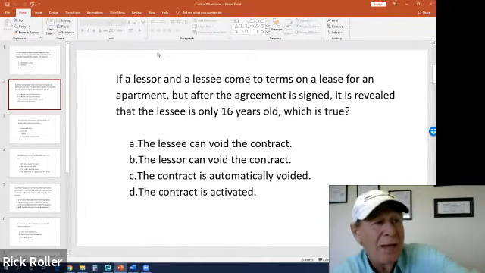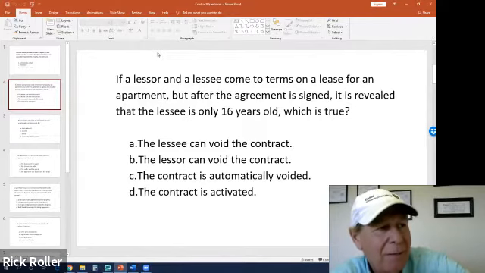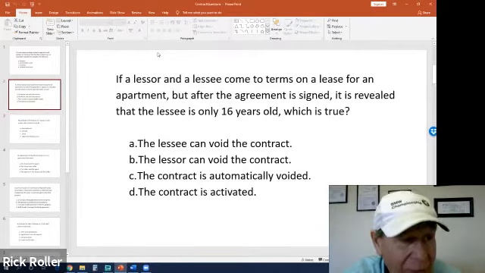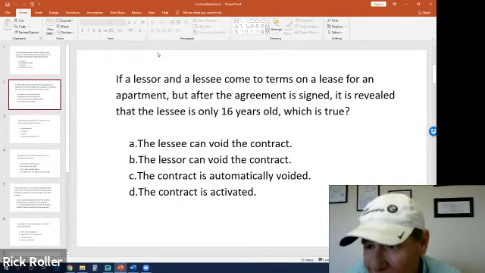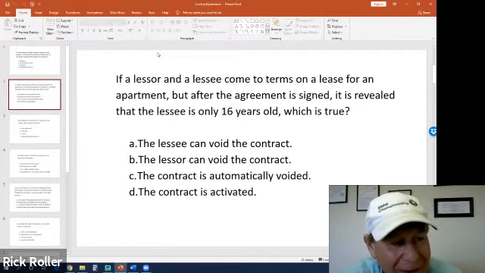So in this case, lessor's got to be who? Landlord. Lessee's got to be who? Tenant. So let's change that out. If a landlord and a tenant come to terms on a lease for an apartment, but after the agreement signs, it's revealed that the lessee, that's the tenant, is only 16 years old, what's true? Well, it's similar to that young lady with the Mercedes, right? Same thing. Lessee can void the contract, maybe.